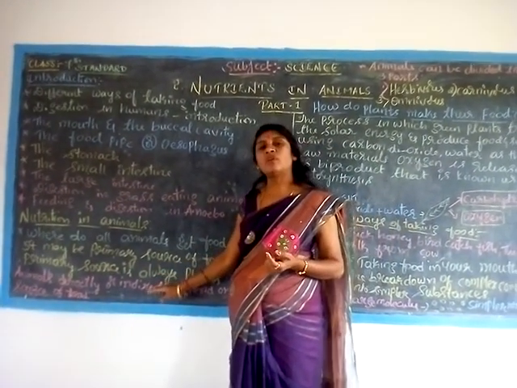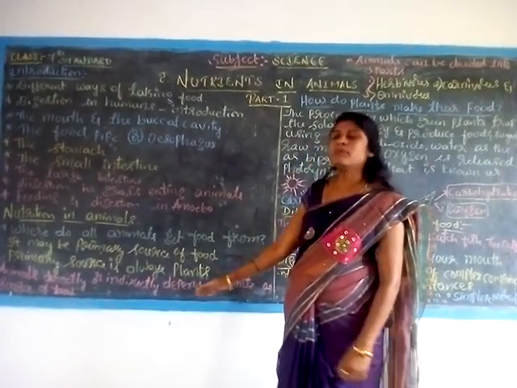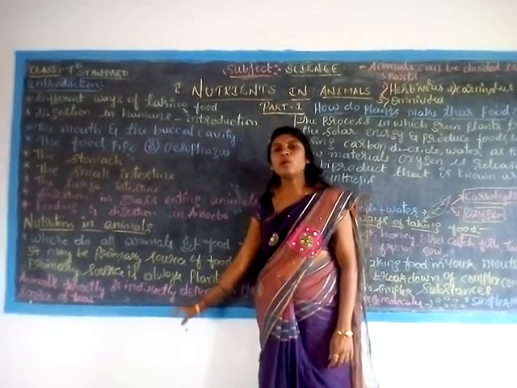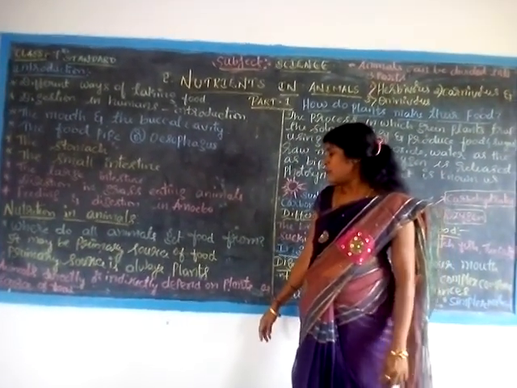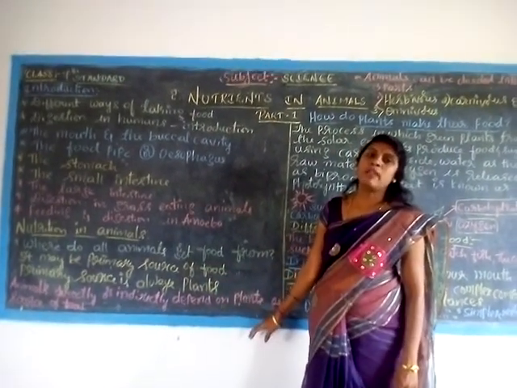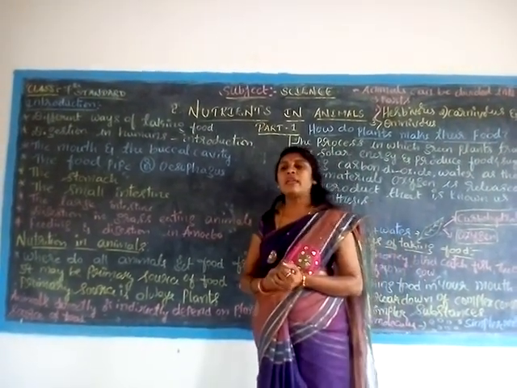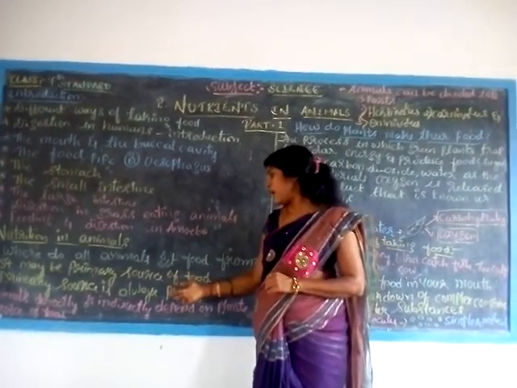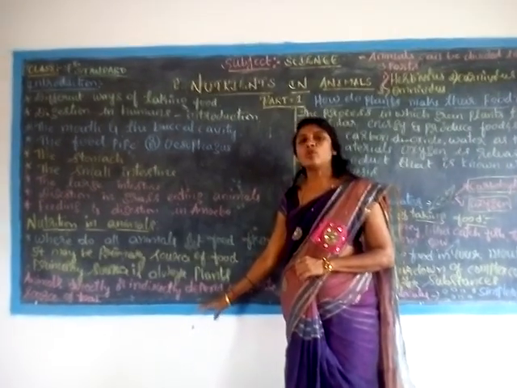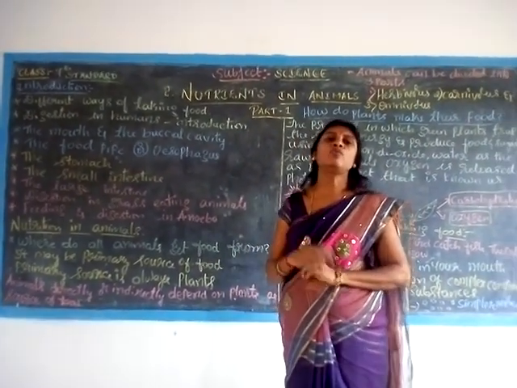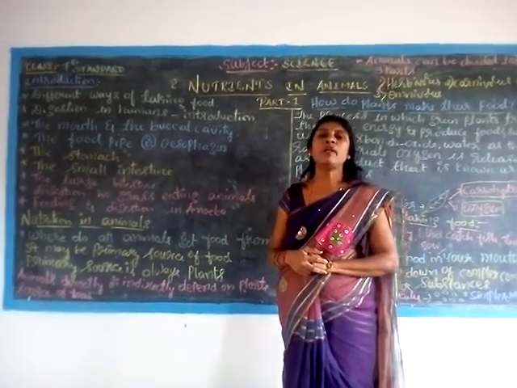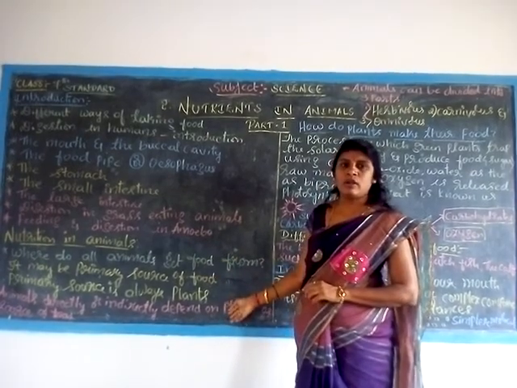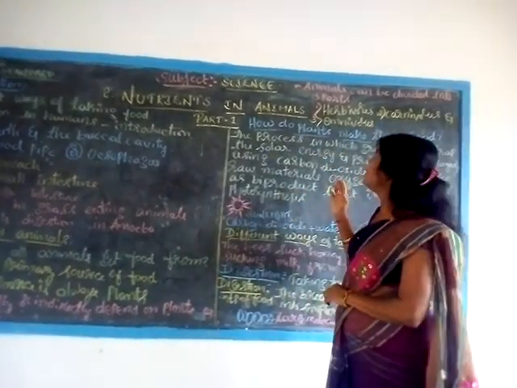The primary source is always plants, and as I told in the beginning, animals directly or indirectly depend on plants as a source of food. Animals cannot prepare their own food, so they are called heterotrophs. Animals are called heterotrophs because they do not prepare their own food. They directly or indirectly depend on plants as the primary source of food. I think till here you understand, children. Let us move on.